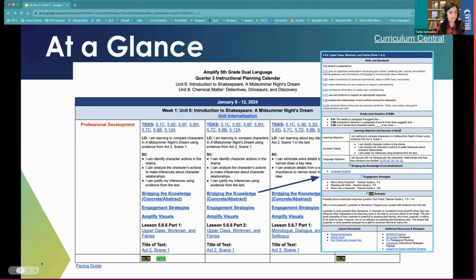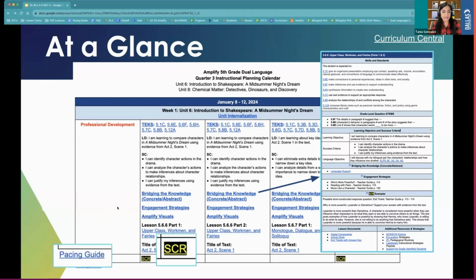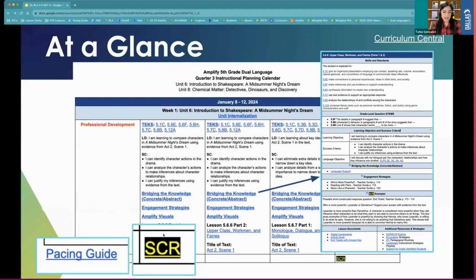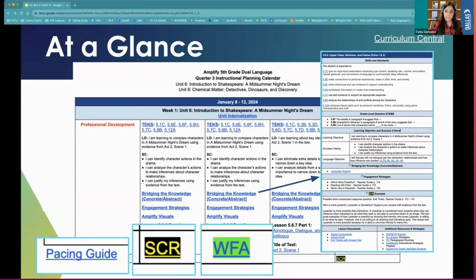We're going to look at something new that's called the Amplify visuals. Also, remember that at the very bottom of the IPC, you will find the pacing guide and the SERs and the ECR links. But now we have a different link that looks green, and these will be the weekly formative assessments. Pretty sure that most of us know what Curriculum Central is. It's basically our one-stop shop for everything.